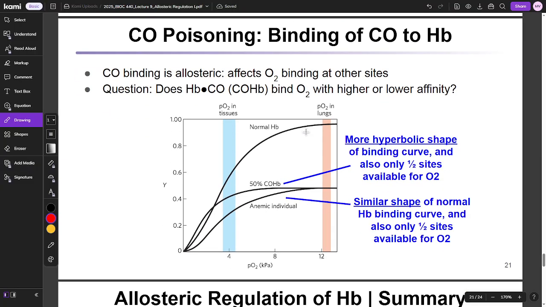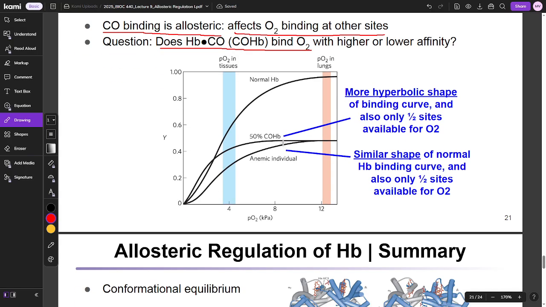If you look here, CO binding is allosteric, affecting O2 binding at other sites. So it binds to a spot where O2 is supposed to bind and then affects O2 binding at other sites. So does it bind with higher or lower affinity? The answer is higher. If you look here at this CO version, you can see that the P50 is around here, while for these, it's around here.